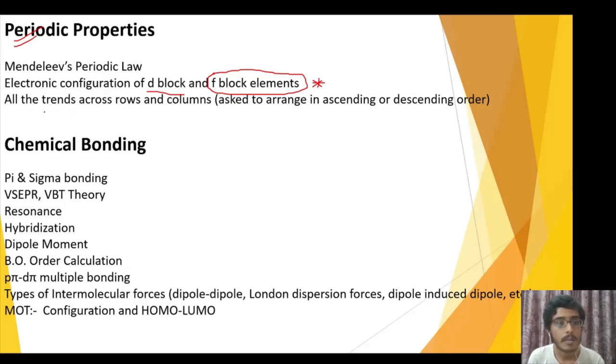And then you obviously must know all the trends across both rows and columns of the various elements. Often, in the MCQ questions, they ask you to arrange elements. They will give you certain elements and ask you to arrange them in ascending or descending order of various properties. You must have an idea of all the properties, starting from ionization enthalpy and electron gain enthalpy, up to melting point, boiling point, and many others.